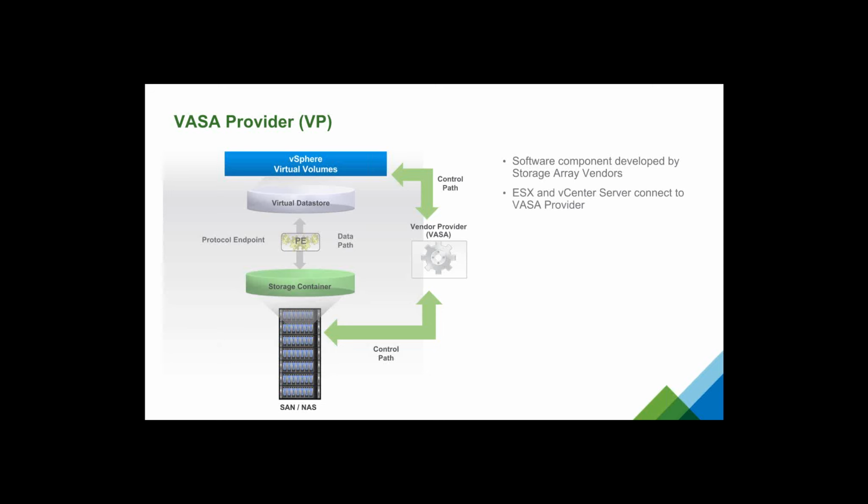vCenter will contact it to just find out what the basic capabilities are, and then once ESX is actually talking to storage on the array, it will contact the VASA provider itself. The VASA provider is bidirectional, so it's the way that vSphere and vCenter get the capabilities that are available with the storage. You can have a single VASA provider that can handle multiple arrays.